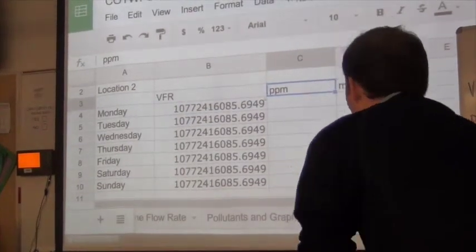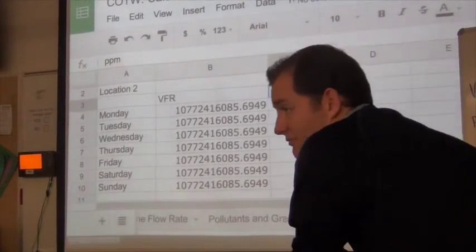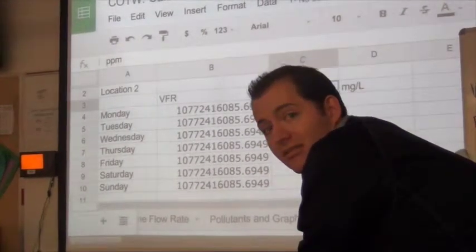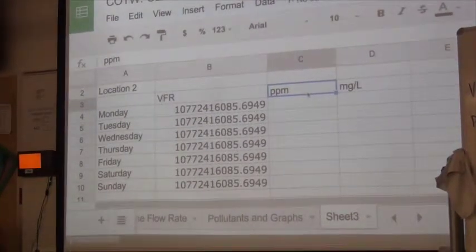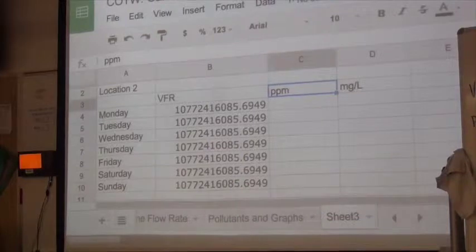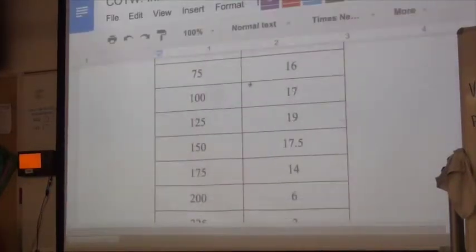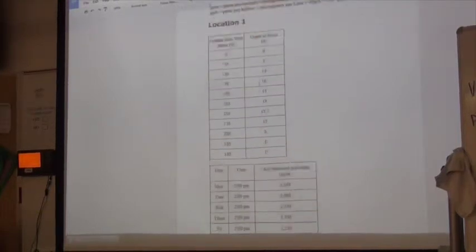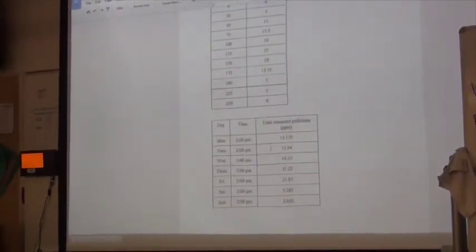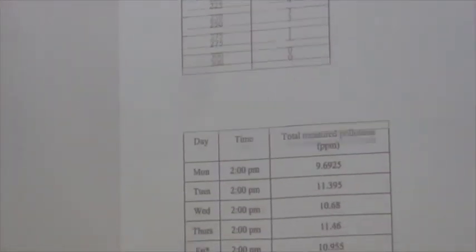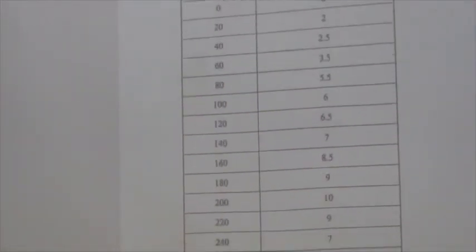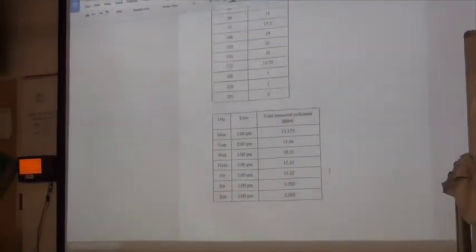All right, so I got that. I need to get my parts per million. Remind me where we get our parts per million. The document that has the initial data on it. Okay, so initial data and pollutants. We're going to zoom back out. Okay, so I'm at location 2, and they all give you a total measured pollutants parts per million. Every single location has them. So that's given to you. Easy for you to access, easy for you to use.